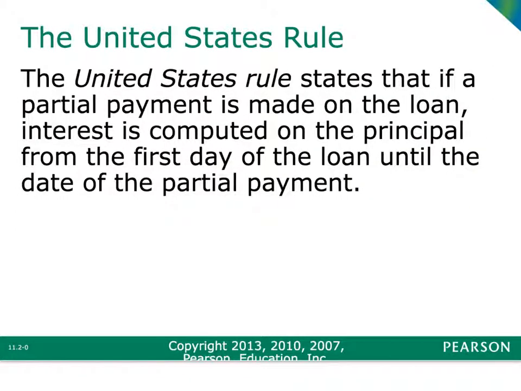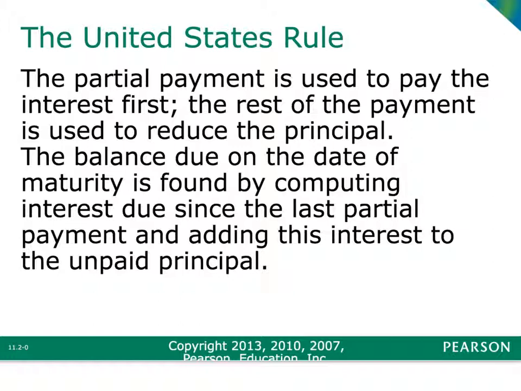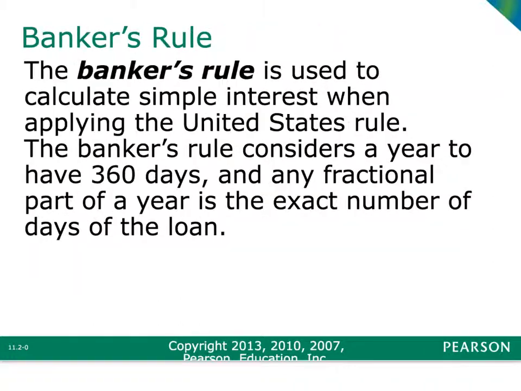The United States rule states that if a partial payment is made on the loan, then the interest is computed on the principal from the first day of the loan until the date of the partial payment. The partial payment is used to pay the interest first. The rest of the payment is used to reduce the principal. The balance due on the date of maturity is found by computing interest due since the last partial payment and adding this interest to the unpaid principal.